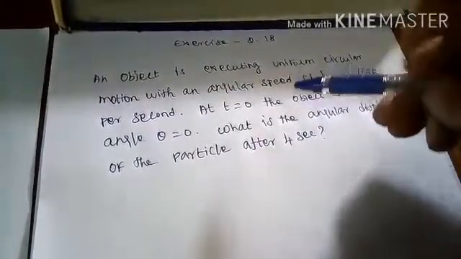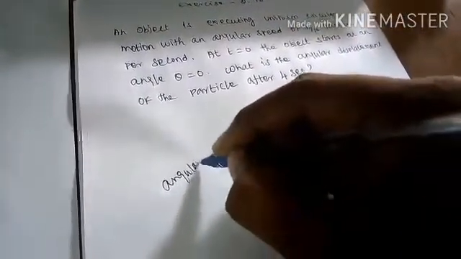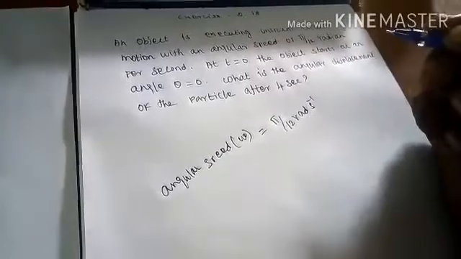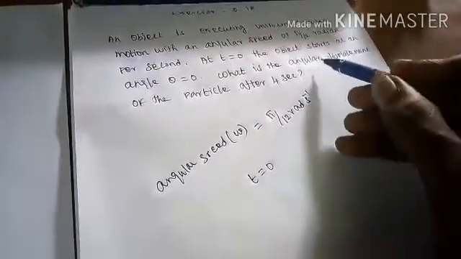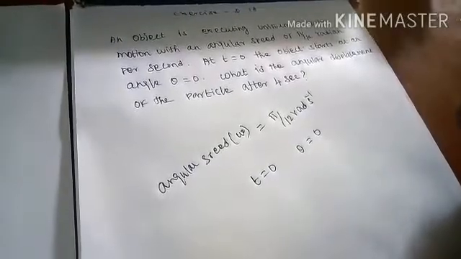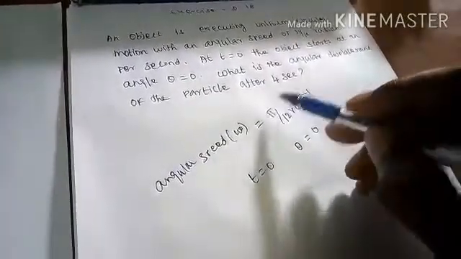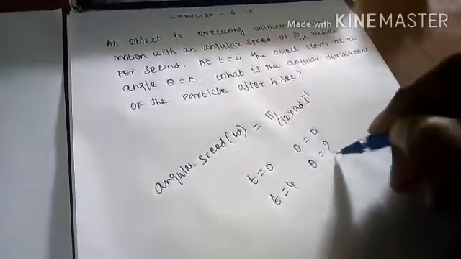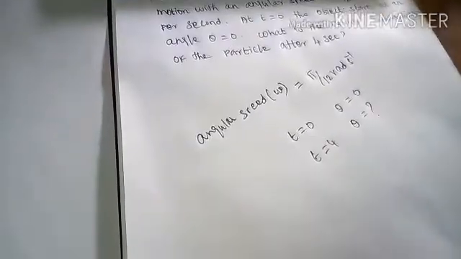What is given here? Angular speed. Angular speed omega equal to pi divided by 12 radian second minus 1. Now here t equal to 0, theta is equal to 0. What we have to find out is, at t equal to 4, what is the value of theta?